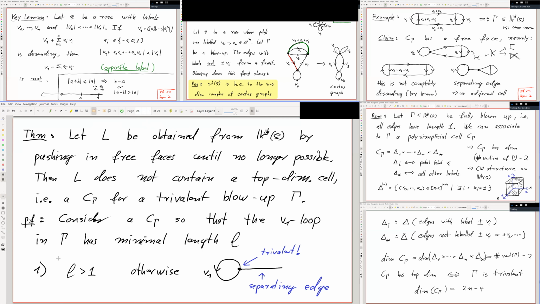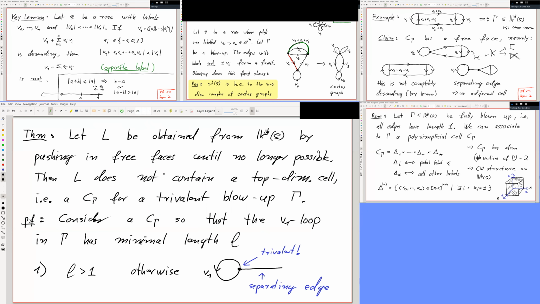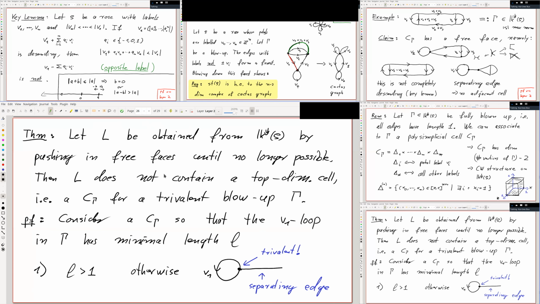So the first observation is that the V1 loop cannot be a single petal by itself. And the reason is that our gamma is trivalent. So this vertex where your V1 loop is attached to the rest of the graph would be a trivalent vertex. And that means that you have a separating edge connecting your V1 loop to the rest of the graph. And there are no separating edges. So the V1 loop clearly has to have length at least 2.